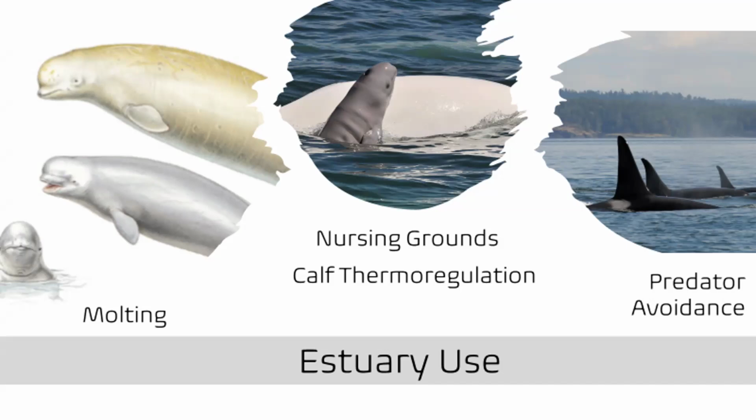The estuaries are believed to also be either nursing or calving grounds, as there's a lot of calves in these areas, and the warmer waters may also provide calf thermoregulation benefits. The estuaries also tend to be fairly shallow, so it could help in predator avoidance as well, such as killer whales who may not be able to enter these shallower waters. And the estuaries can also be used for feeding.